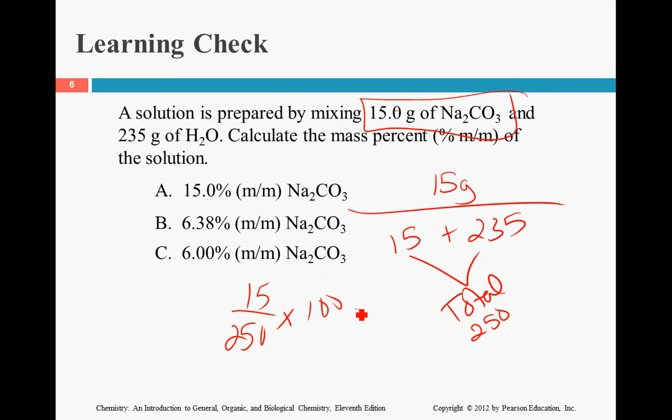That comes out to be 6%, which is C. They try to trick you a bit by putting 6.38, seeing if you'll forget to add that in. You want to add that 15 in. That's going to be the total.